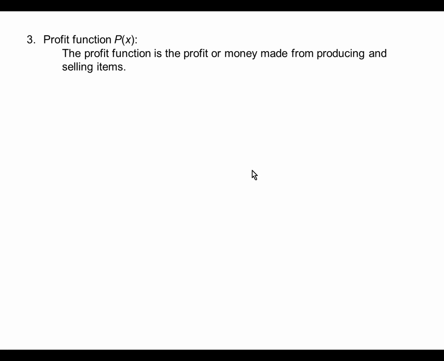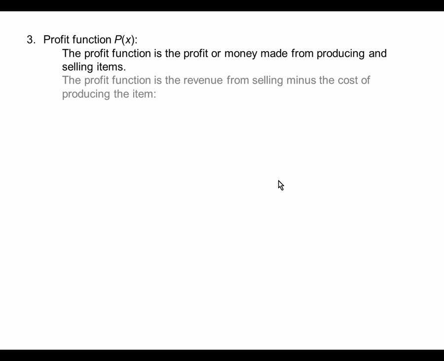Sometimes if you're asked to find the break-even point, that's when you find where the profit function, capital P of x, is equal to 0. So the break-even point is where P of x is equal to 0. The profit function is revenue from selling minus the cost. How much did you make minus how much did it cost you to make that much money? Remember, we already have expressions for the revenue function and the cost function. So P of x is R of x minus C of x. That's what profit always is: how much you made minus how much it cost you to make that.